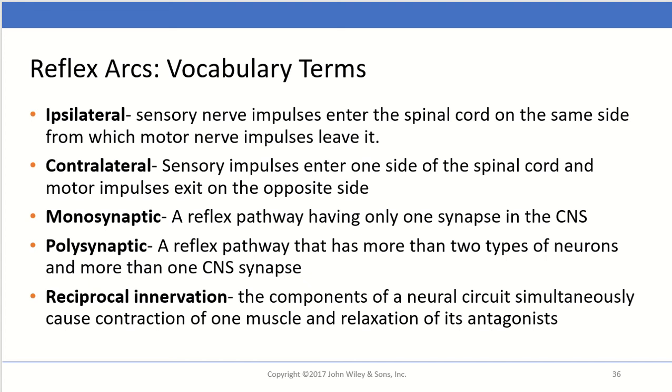Then we have our monosynaptic. This refers to a reflex pathway that only has one synapse in the central nervous system. And then polysynaptic, as you might have guessed, is a reflex pathway that has more than two types of neurons and has more than one central nervous system synapse. And then last but not least, we have our reciprocal innervation. And this is where the components of a neural circuit are going to simultaneously cause contraction of one muscle and relaxation of its antagonist. Right? So just keep those in mind when we go through these various types of reflex arcs.